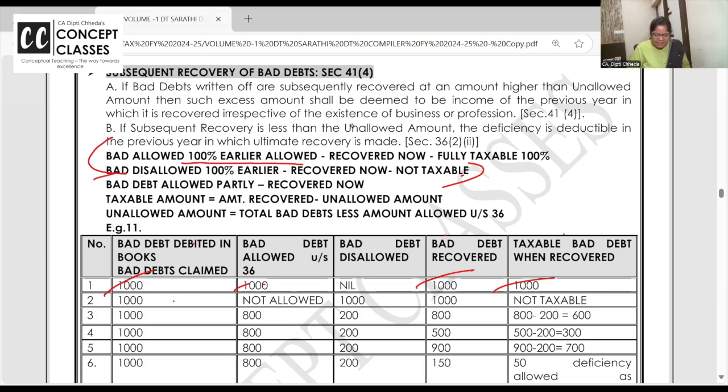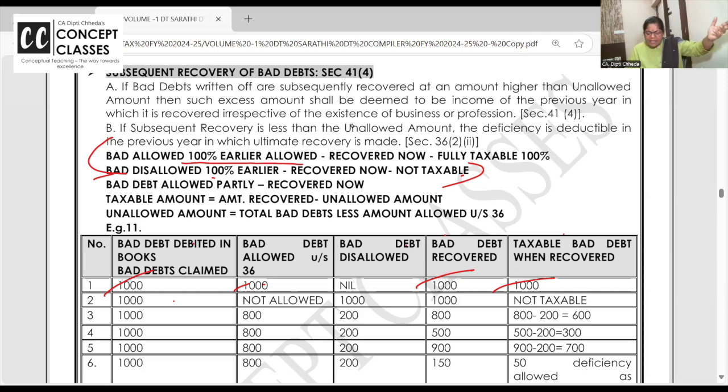But if bad debt was disallowed 100%, I debited in P&L 10,000. They said, no, this is fake bad debt. You don't have a proof. It's a bad debt. So at that time only it was disallowed. I debited bad debt. Department said it's not allowed, inadmissible, disallowed.